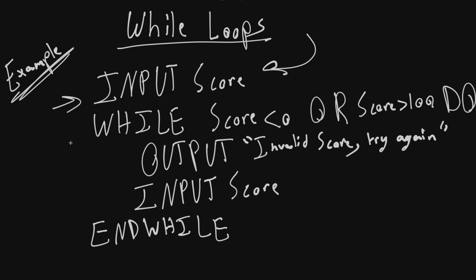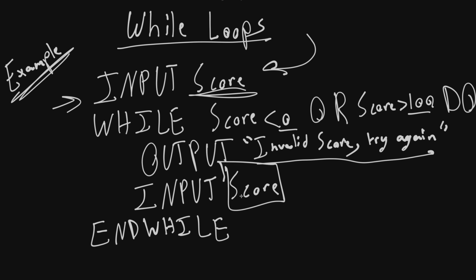That's why one of the most popular uses of the while loop is validation, to check that the data is valid. So if the score is less than 0 or greater than 100, we're going to output a prompt to the user to input again. And then we're going to input the same variable again. We're going to repeat this entire statement or block of code until the user inputs a value of score which is between 0 and 100. If they do, we're going to end while and move on with our program.